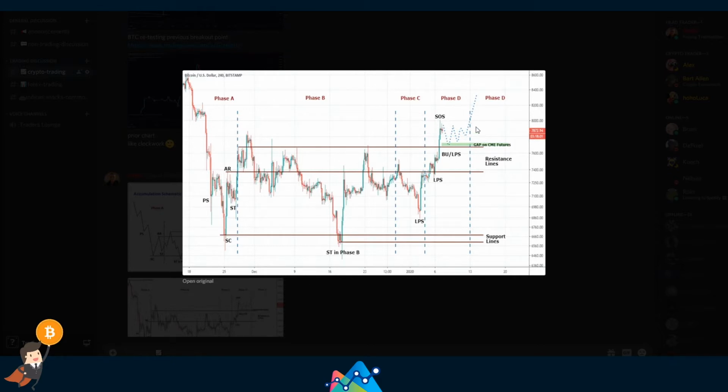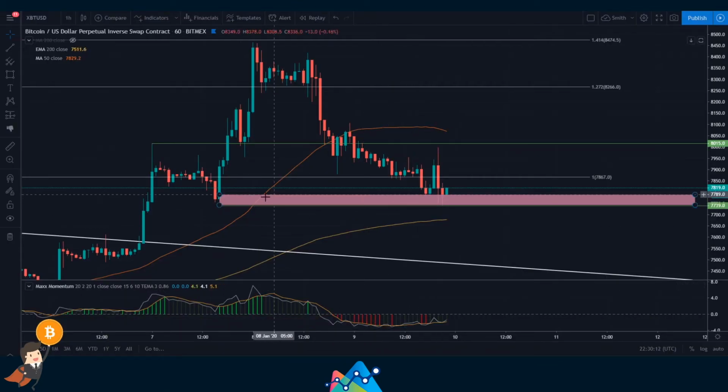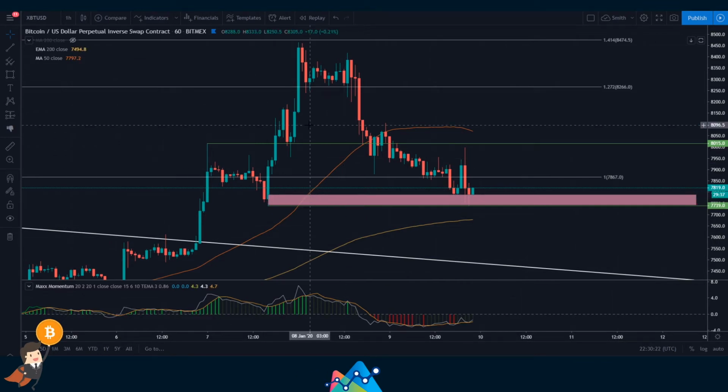We're in the SOS stage right now, and price action has actually pulled back to that little green box around 7,700, which I can show you on my chart here. So as you can see, I've got it highlighted with a pink/purple box around the 7,700 mark, which is currently the market price on Bitcoin. So I'm actually taking a long here after my short that I took profits on yesterday.